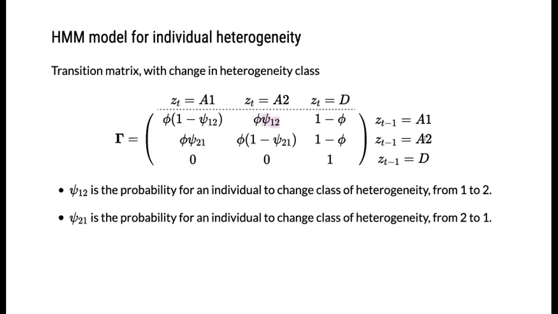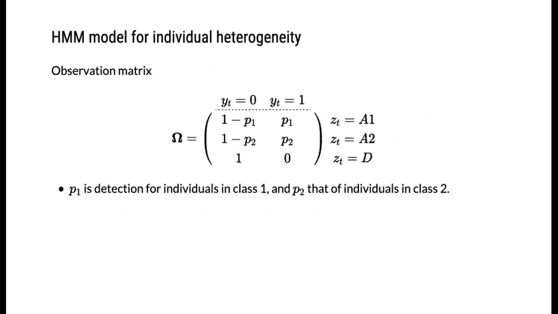Okay. Now the observation matrix, and this is where we're going to incorporate heterogeneity. Again, we have the states in rows and the observations in columns. The states are alive in class one, alive in class two, and dead, so we have three rows. And then non-detected and detected. That's all we have in the observation, just detection and non-detection.